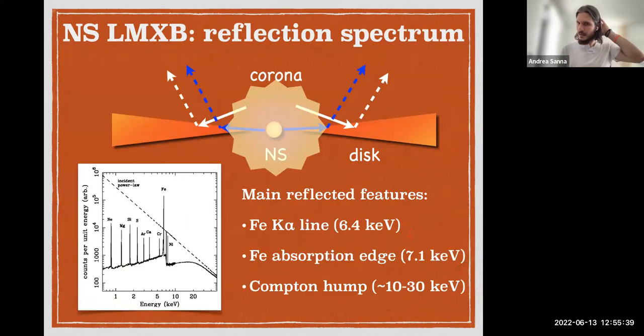There is one extra feature in the energy spectrum that is quite important in terms of investigating those systems, which is called the reflection spectrum. The basic idea is that once we have photons generated in the corona, photons will be diffused in the whole space.